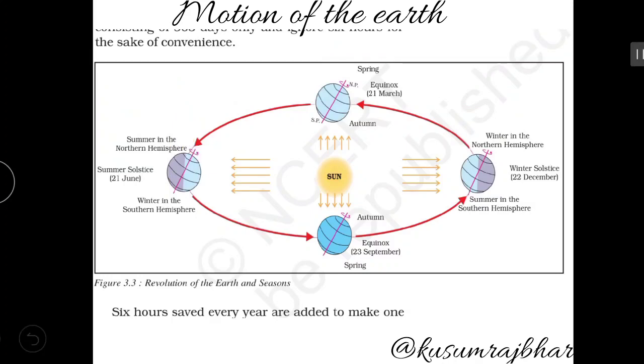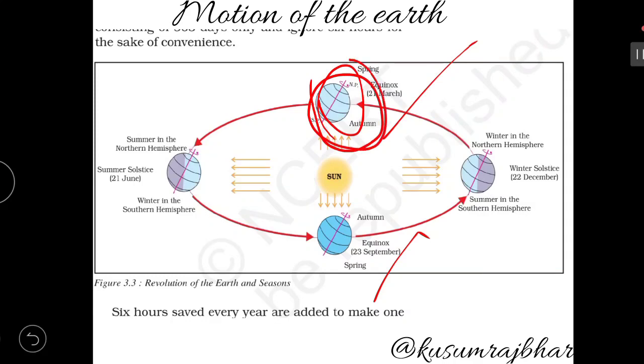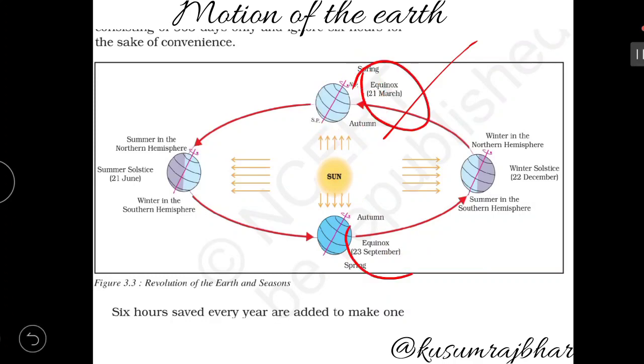Now what happens here on 21st March and 23rd September, the direct rays of the sun fall on the equator. At this position, neither of the poles is tilted towards the sun, so the whole earth experiences equal days and equal nights. This is called equinox. There is no tilting of any of the positions, so throughout the equator the sun rays are received. So on 21st March and 23rd September, day and night are equal.